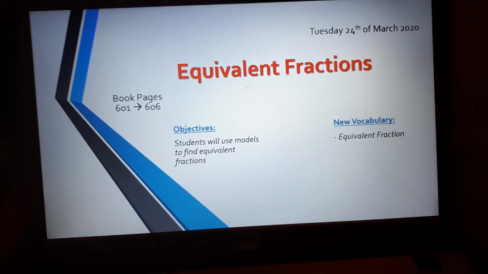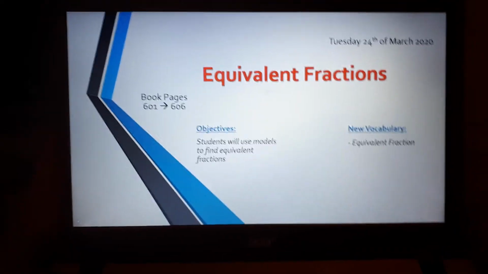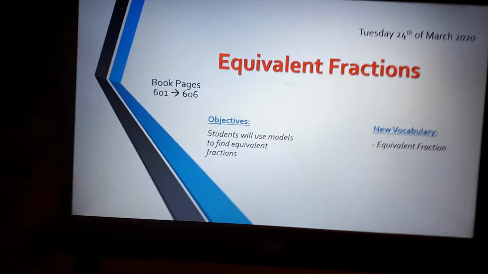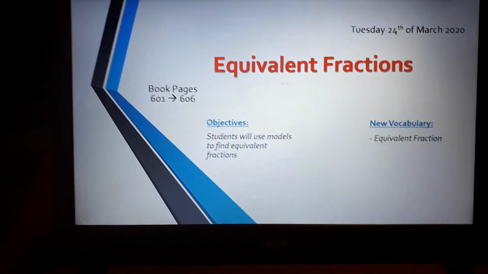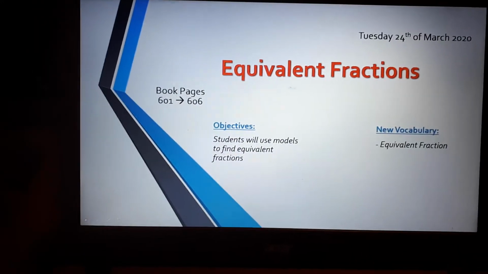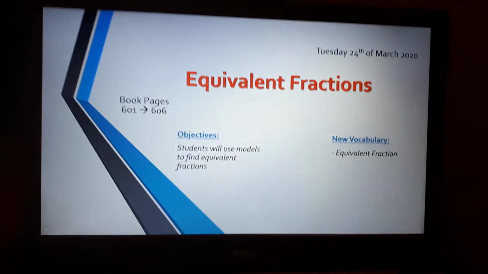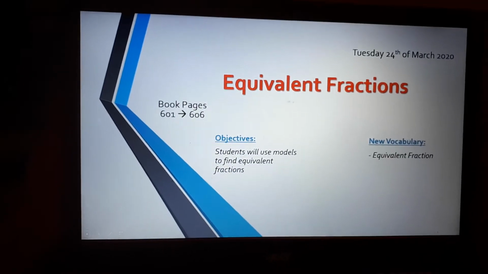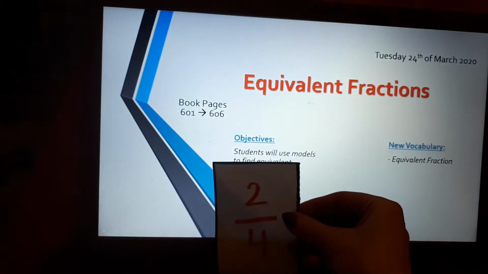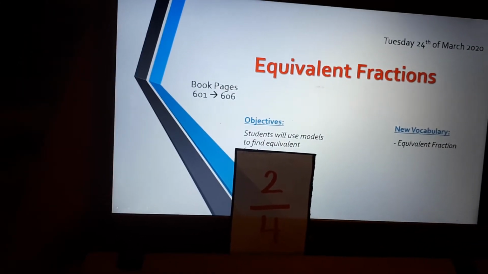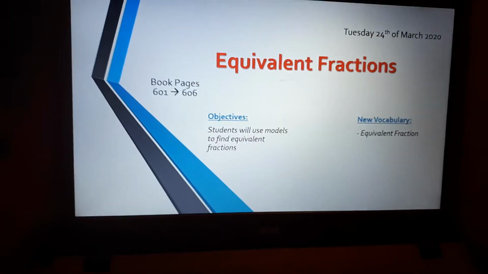The objective of today is that you will use models to find equivalent fractions. You will tell me, teacher, what do you mean by equivalent fractions? As usual, you will start asking questions before I finish my lesson, but I will answer you. Equivalent, from its name, equi, means equal, equal fraction, like the activity that we did before. Look at this fraction, it's 2 out of 4. The fraction that looks like 2 over 4 is 1 over 2. How? We will know in this lesson.